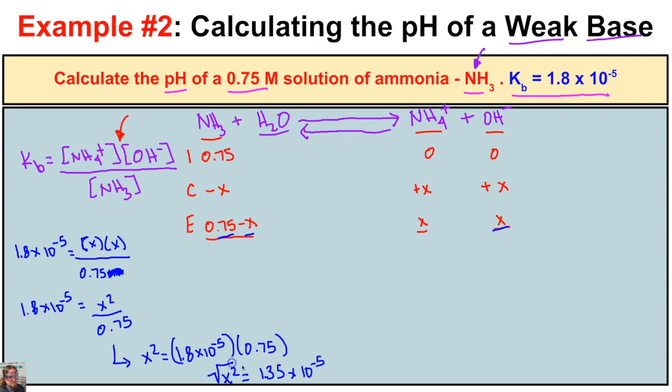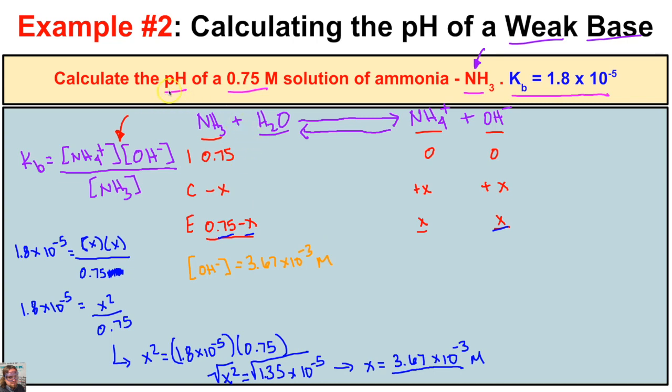Let's solve for X. We'll take the square root of both sides here. And so X is going to equal 3.67 times 10 to the negative third. And if we take a look, that is going to be our concentration of OH minus, right? So the concentration of OH minus equals 3.67 times 10 to the negative third moles per liter.